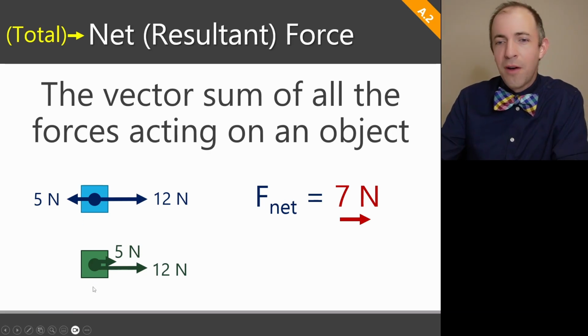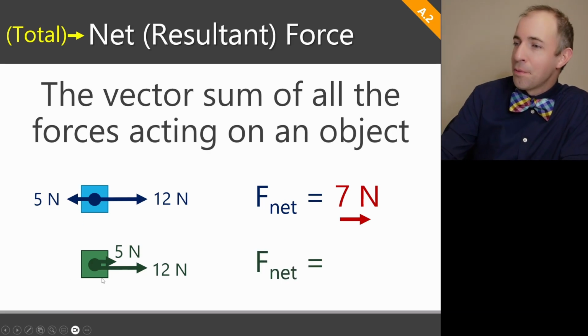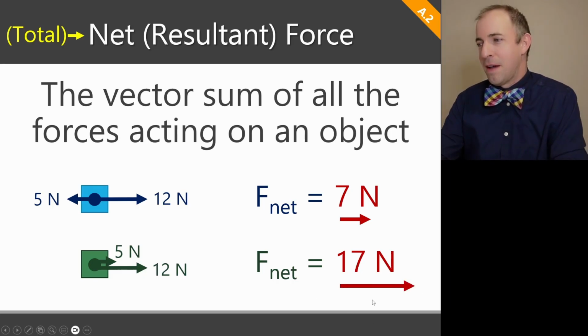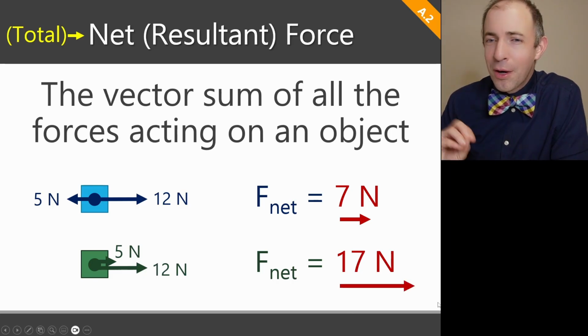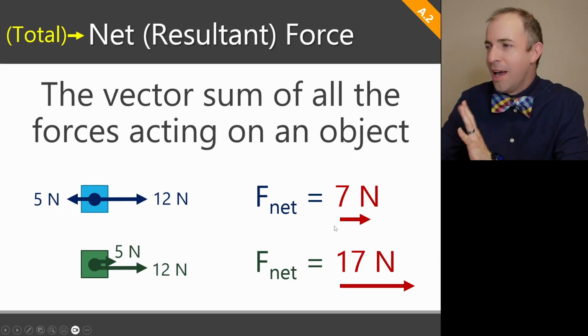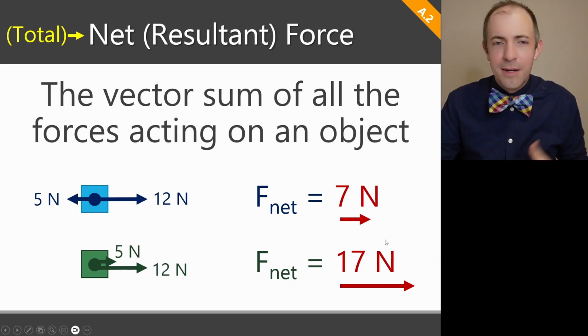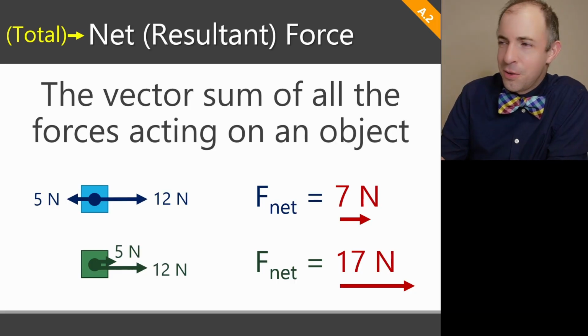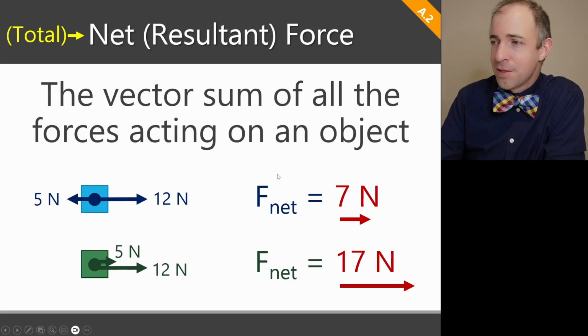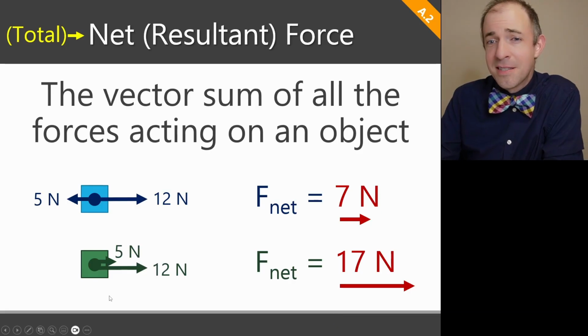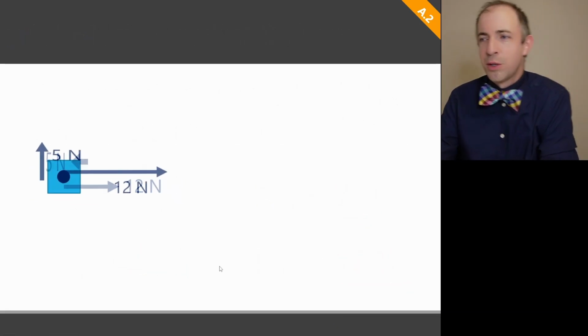If I have 5 and 12 both going in the same direction, 5 plus 12 is 17 newtons. Notice my vector is longer, pointing to the right. Here, these vectors are just describing the direction of that net force. That is not always required, especially if you're being asked for the magnitude. It's just how much is that force. So notice, these are both 5 and 12. They result in different net forces based on the directionality of those original forces.